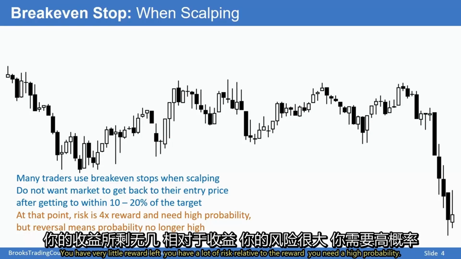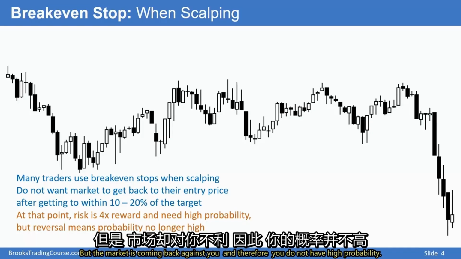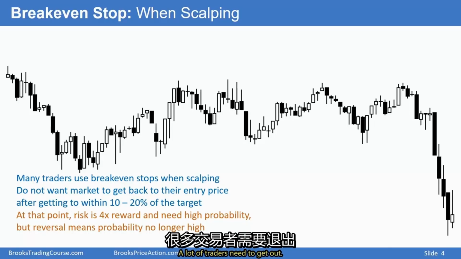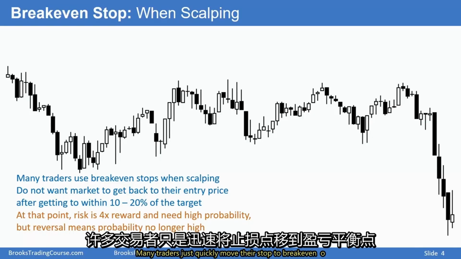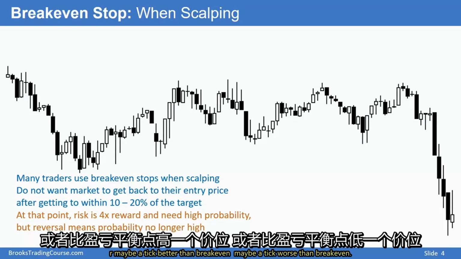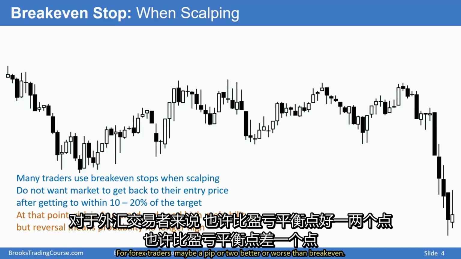You need a high probability, but the market is coming back against you, and therefore you do not have high probability. A lot of traders need to get out, and when the market's starting to come back, it's probably very close to the original entry price. Many traders just quickly move their stop to break even, or maybe a tick better than break even, maybe a tick worse than break even. For Forex traders, maybe a pip or two better or worse than break even.